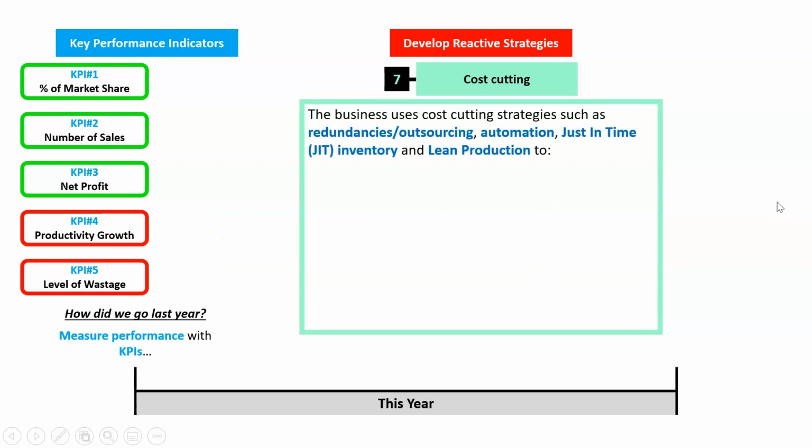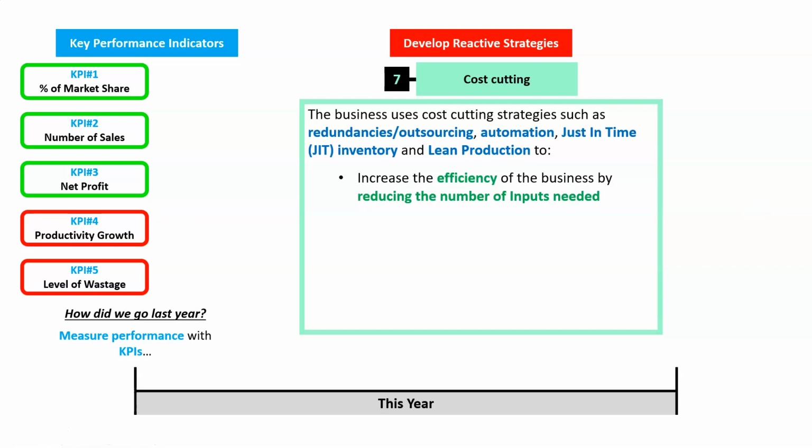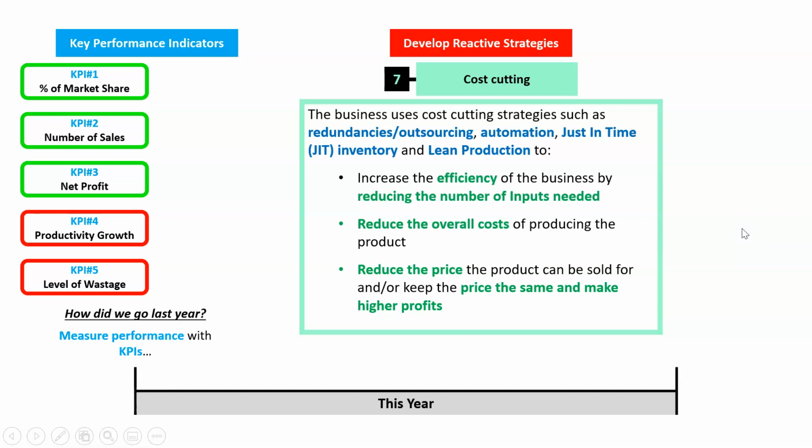Why? Well, what we could say is cost cutting things like redundancies, outsourcing, automation, just-in-time, lean production, that will increase the efficiency of the business because we're going to get rid of the number of inputs. So it could be less humans, for example. That will increase productivity. Now, when we do that, we're going to reduce costs. And when we do that, we can reduce the price of the product, or maybe we can keep the price the same and make higher profits. But either way, if we've got lower prices, we can improve percentage of market share, number of sales, and we'll sell more stuff. So we'll increase net profit too.